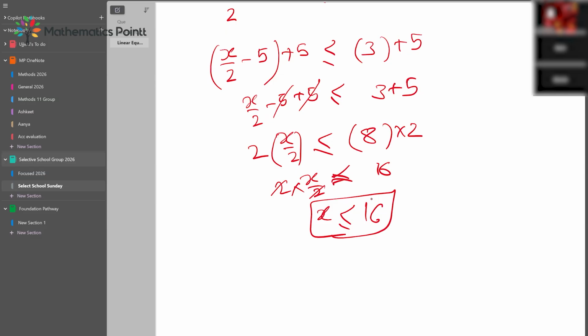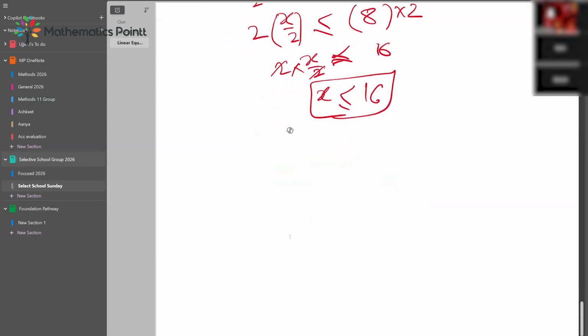Next bit. Now let's change stuff. Let's understand a little difference in the way the inequalities are dealt with.